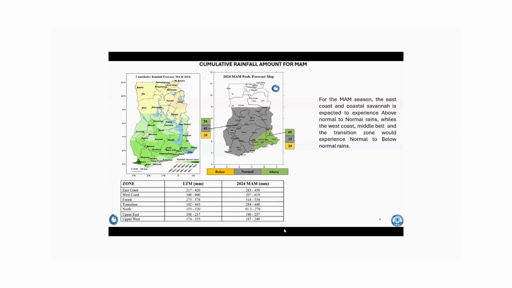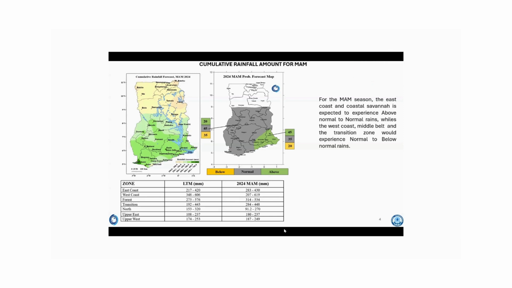West Coast, they normally have 348 to 606. We are expecting 207 to 619. Then the forest zone, they have 273 to 576. We are expecting 314 to 534. The transition, 192 to 443. Then the expected rainfall amount is 284 to 448. In the north, the rainfall has not started. It does not mean that it does not rain, but it will not be able to support any relevant activity.